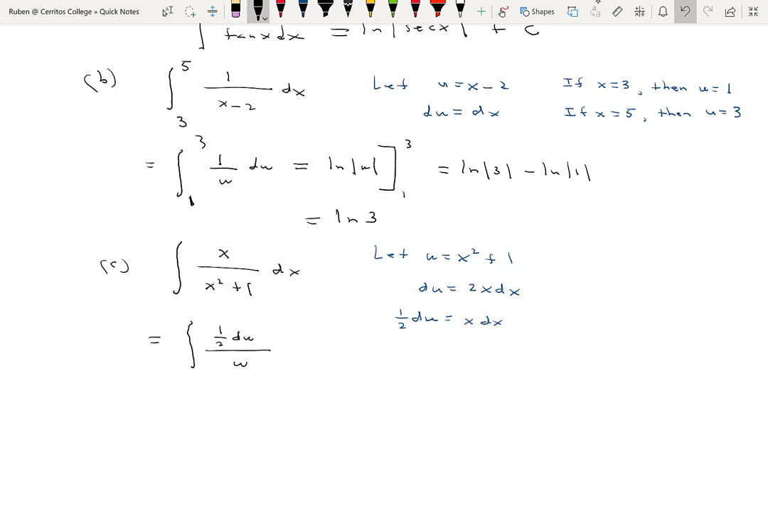My u's look like w's sometimes. Real often, actually. So let's factor out the 1 half. This is 1 half times the integral of 1 over u du. I'm almost there. The antiderivative of 1 over u is the natural log of the absolute value of u plus a constant. So this is 1 half times the natural log of the absolute value of x squared plus 1 plus a constant. Okay, so we're able to do a bunch of integrals that we were not even close to being able to handle in Calc 1.